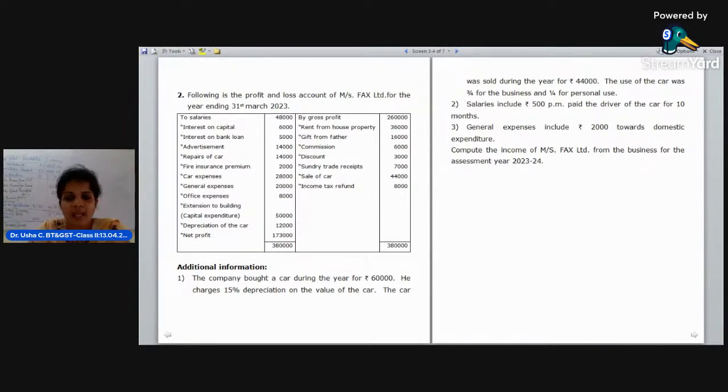Depreciation. Okay. For depreciation, look at here. Whatever the depreciation which is given in the problem, I mean in the profit and loss account, you straight away just do one thing. You add it back in case it is not allowable.